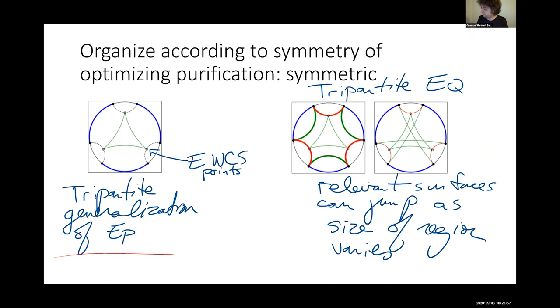I want to just point out something funny. So remember, the green curves come in to our quantity with a plus sign, and the red curves come into our quantity with a minus sign. And the thing I wanted to point out that's kind of interesting, a little bit parallel to what we saw when we looked at mutual information, is that the relevant surfaces to tell us our correlation measure can jump as a function of the size of the region.